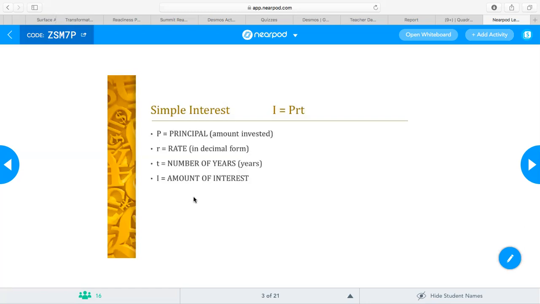Simple interest, the formula is I equals PRT. That is not something you have to memorize. It's on your formula chart. I equals PRT. I'm going to give you all a moment to write because I want to make sure you understand what each variable represents.